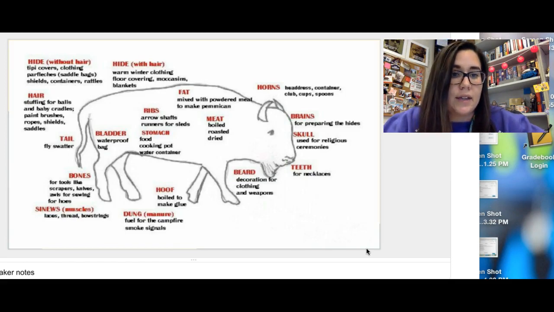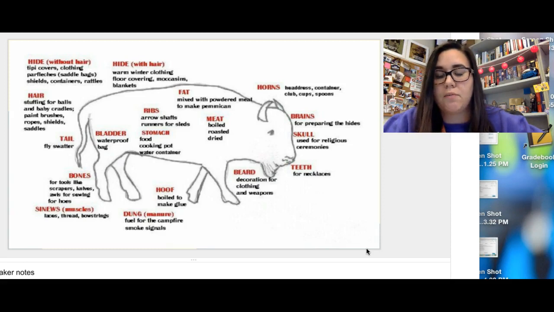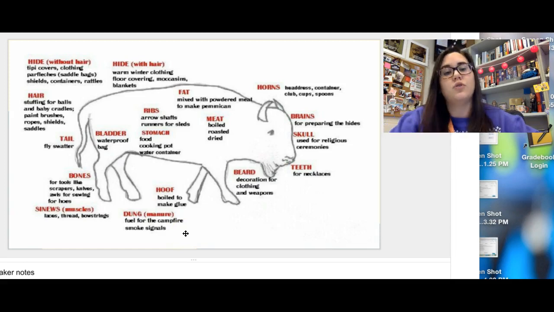So whenever we say that the Native Americans used every part of the buffalo for survival, that is not an overstatement. You can pause and read all of the various uses if you wish. But even when it came to their dung, their poop, that was used for campfires and to send smoke signals. So even their excrement was used for Native American purposes.